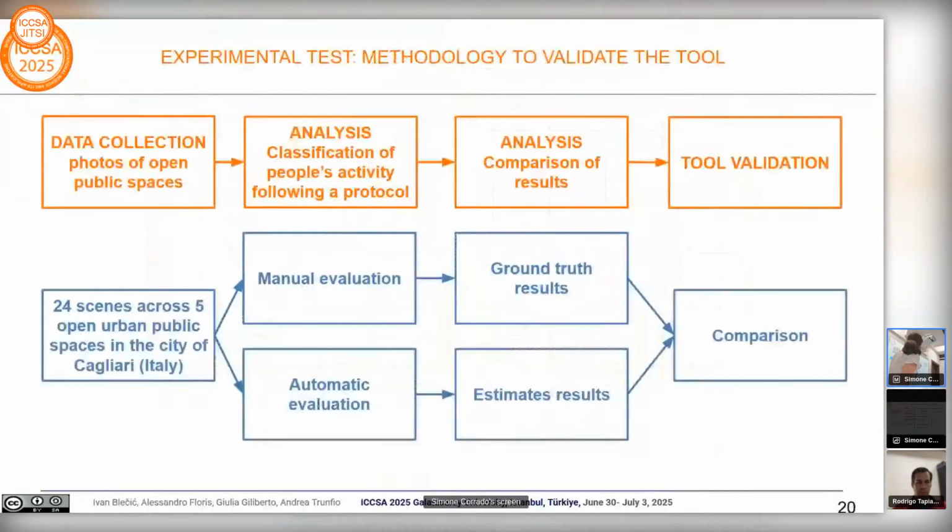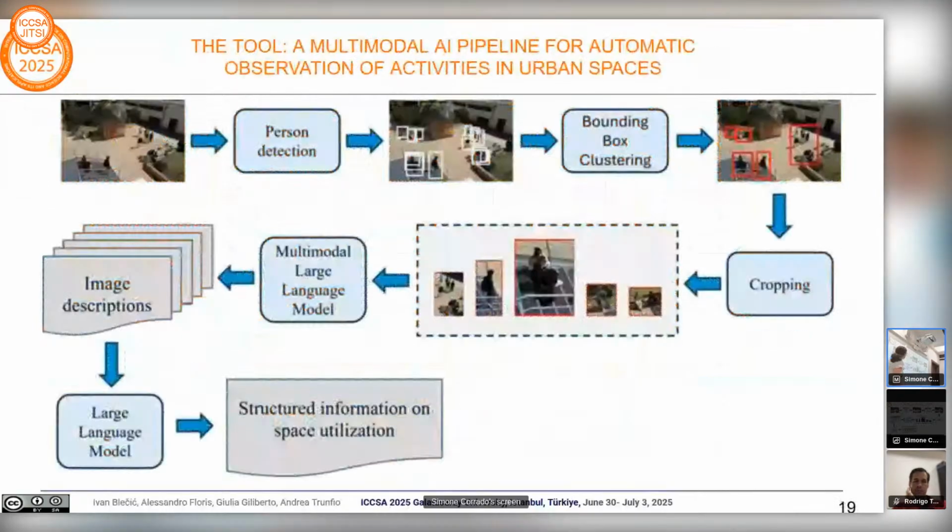I can return to the pipeline. Are you referring to these steps? The second box, before the bounding box. Okay. So to pass from this to this, we implemented a Faster R-CNN. It's a single step model for object detection.